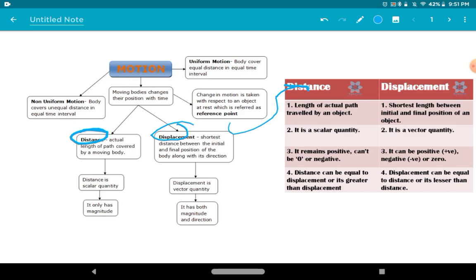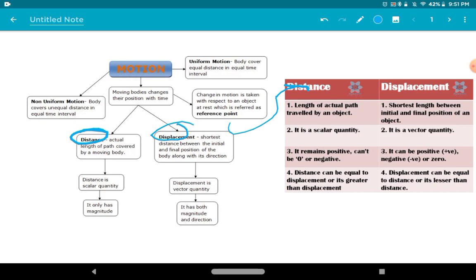Distance is a scalar quantity. Distance is a scalar quantity means distance has no direction, उसमें direction verify नहीं करना होता है. But displacement is a vector quantity, in that we have to tell the direction. Distance remains positive, it can't be zero or negative.